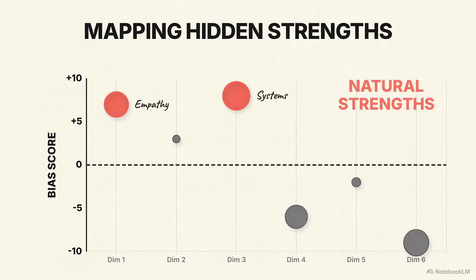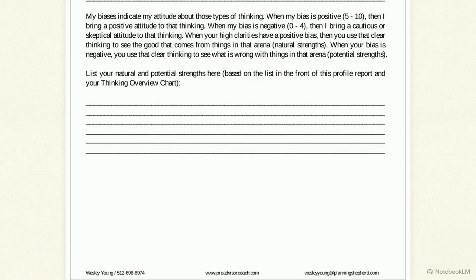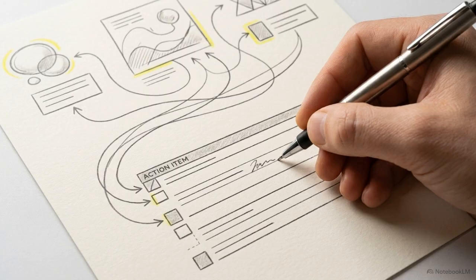Any large dots you circled that sit above the 0 line are your natural strengths. These represent the internal mechanics you can rely on to perform at a high level without extra friction. Any large dots you circled that sit below the 0 line are your potential strengths. You have real talent here, but you are currently resisting it. This section of your worksheet is where you list them out. Write down your natural strengths first, followed by your potential strengths. By listing these out, you are creating a tactical bridge where your hidden talents begin to amplify your dominant traits.